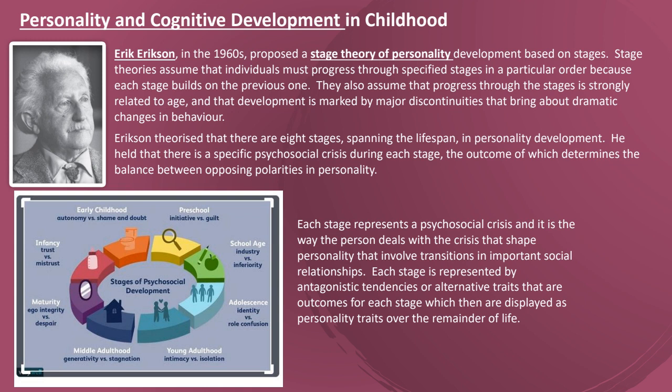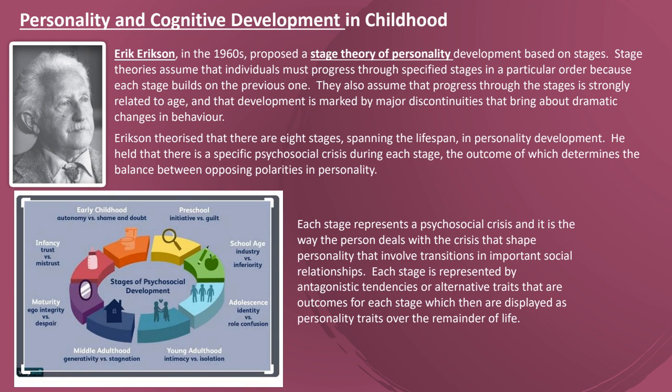So his theory is what's called a stage theory. He's talking about personality. And by stage theory, it means that it moves from one stage to the next: when that stage is finished, the next stage happens, and then the next stage happens. So it's moving through the stages. His theory assumes that individuals must progress through specified stages in order because each stage builds on the previous one. That's what a stage theory means. They also assume that stages are strongly related to age, and that development is marked by major discontinuities that bring about dramatic change in behavior.